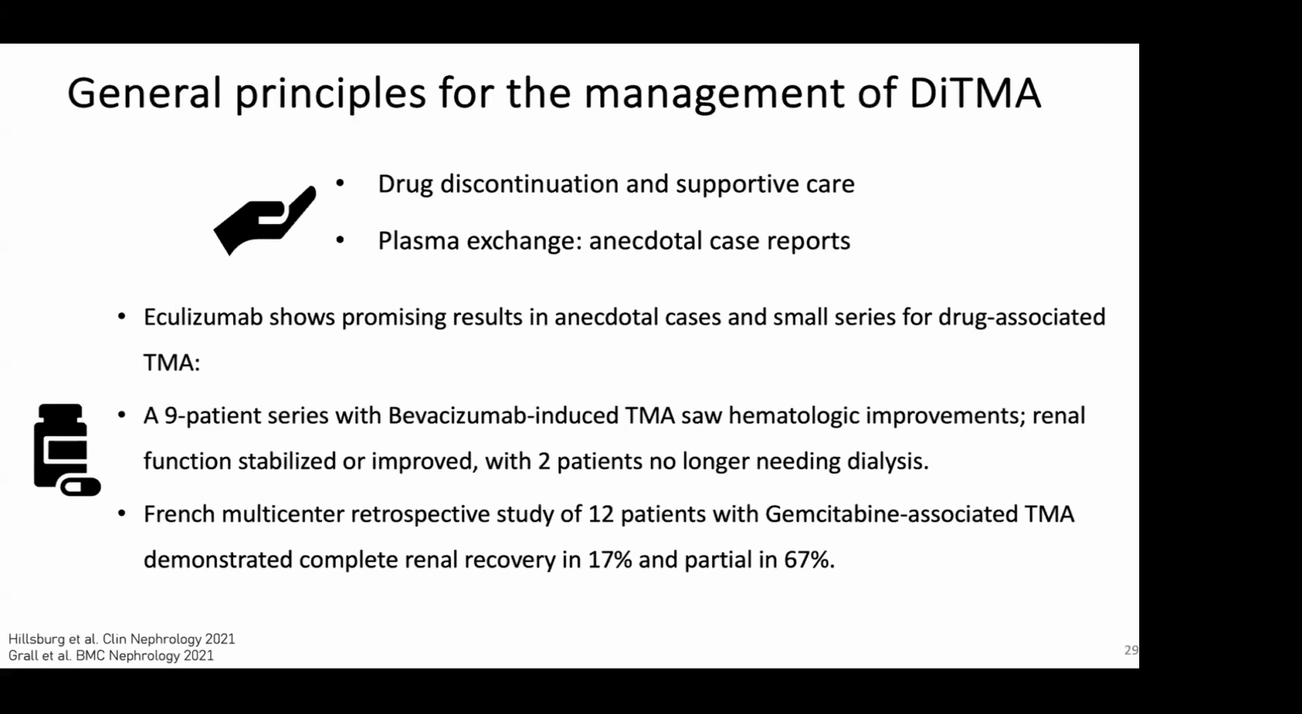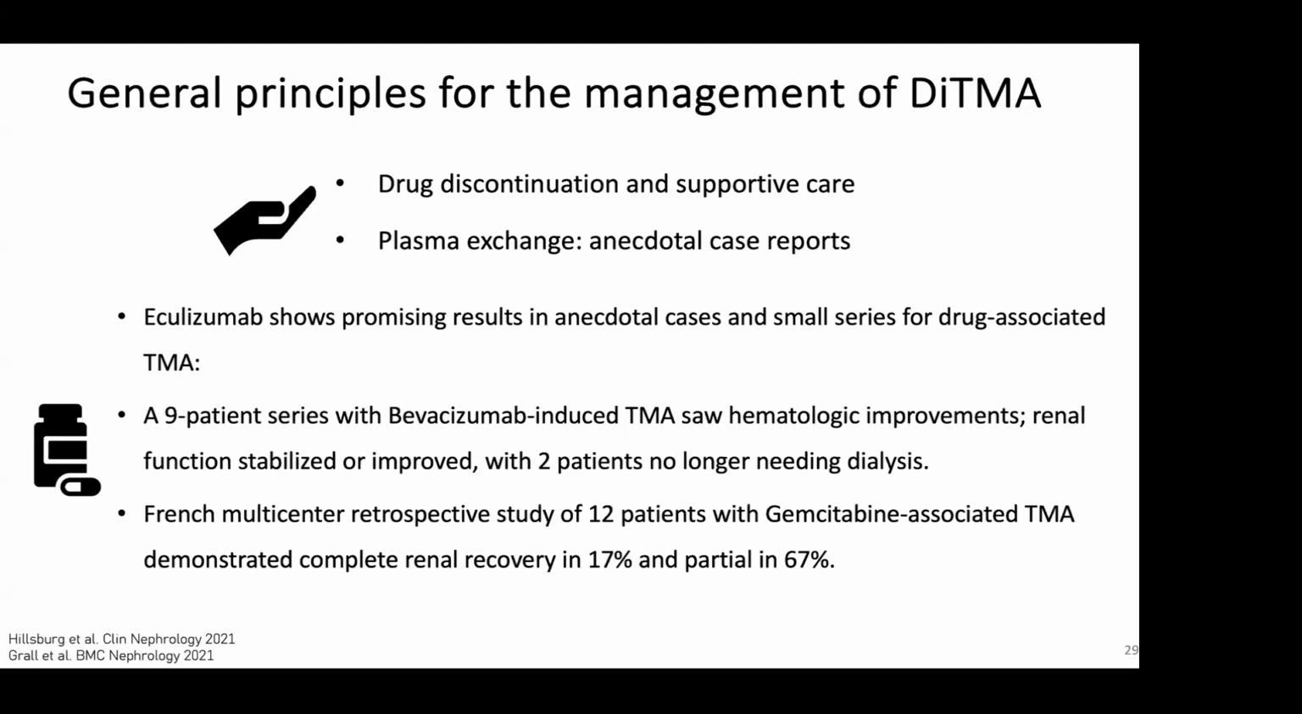Now, the French thrombotic microangiopathy study group recently published their data of 12 patients with gemcitabine-associated TMA, and they were treated with eculizumab. They demonstrated that renal recovery completely happened only in 17% of those patients, and partial renal recovery happened in 67% of the patients. Again, gemcitabine-induced thrombotic microangiopathy is a very devastating disease.